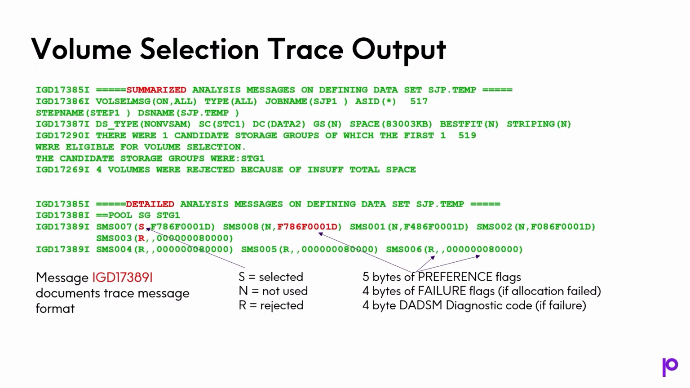And if the allocation fails, then there's 4 bytes of failure flags, followed by 4 bytes of diagnostic information. So there's a lot of volume selection information about why this volume was chosen or why it was not chosen, which is probably more important, that I can get by turning on volume selection message tracing.